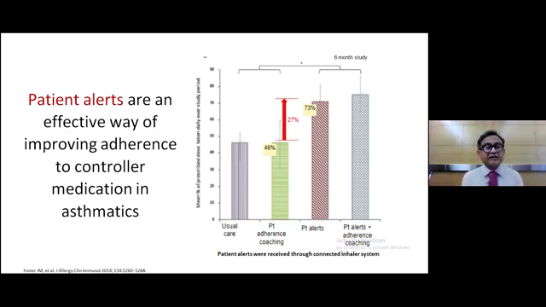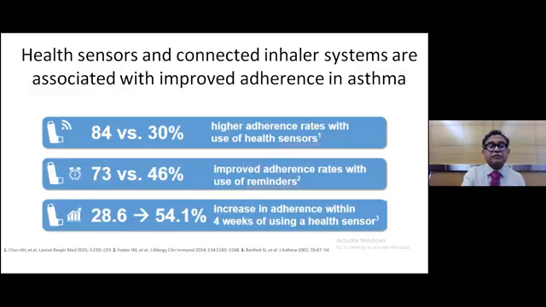Patient alerts are an effective way of improving adherence to controller medication in asthma patients. This has been proved beyond doubt that compared to usual care, patient adherence coaching and patient alerts give rise to a significant amount of adherence, and patient alerts with adherence coaching give you further improvement in the adherence program. So giving alerts to the patient regarding the medication by technology is very important.